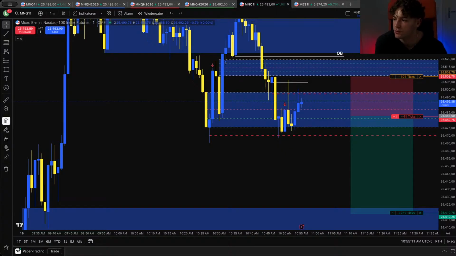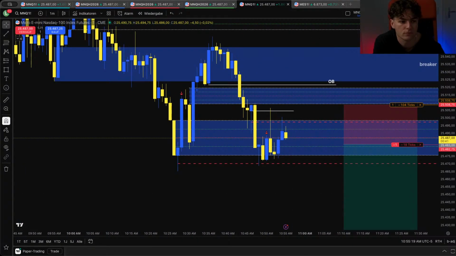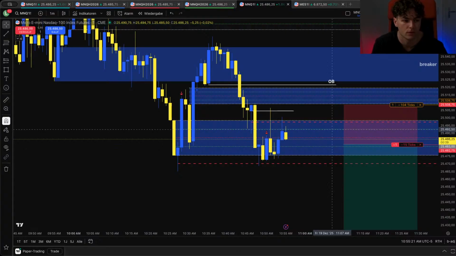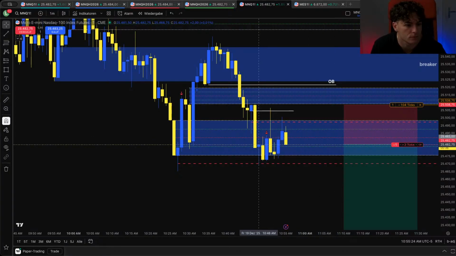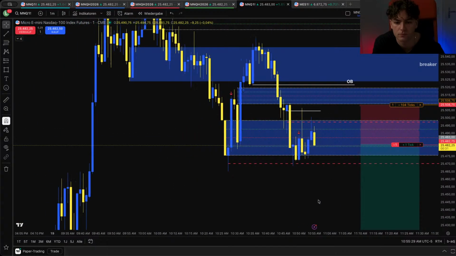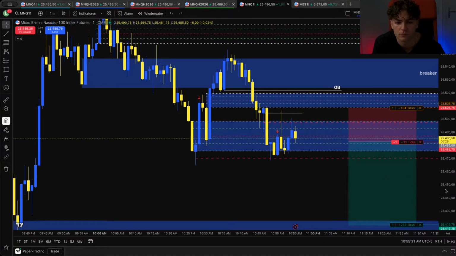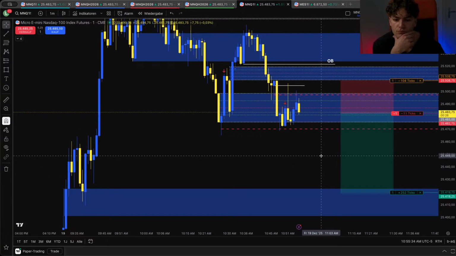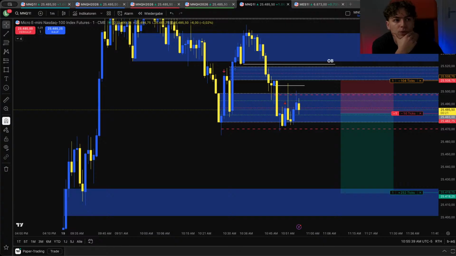I don't know, do we close the trade or what do we do? What do we do now? What do we do? What do we do? Okay, we are respecting the fair value gap, bodies close inside of the fair value gap.